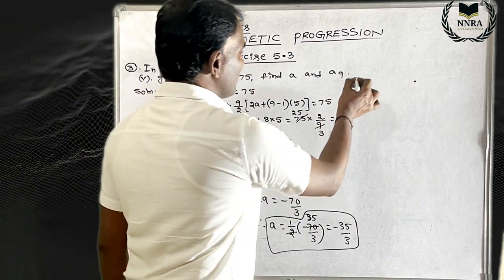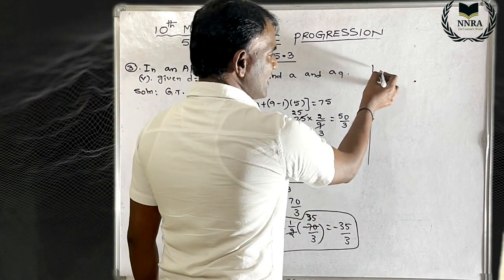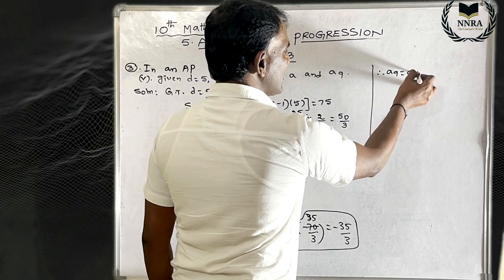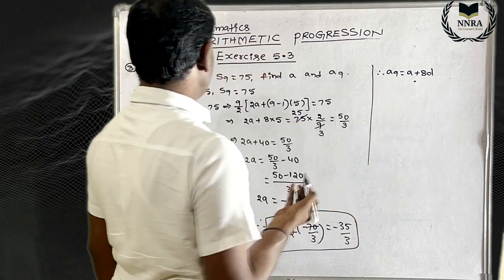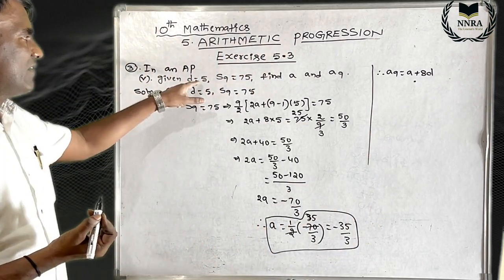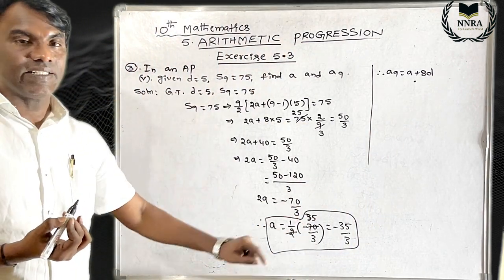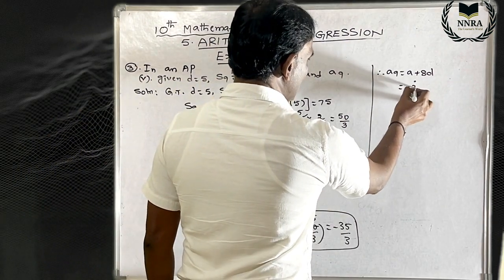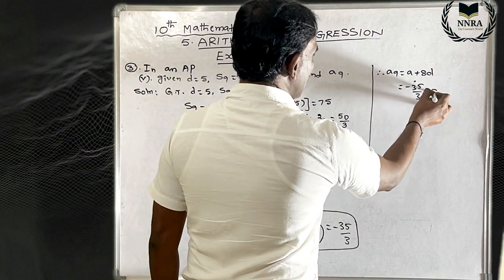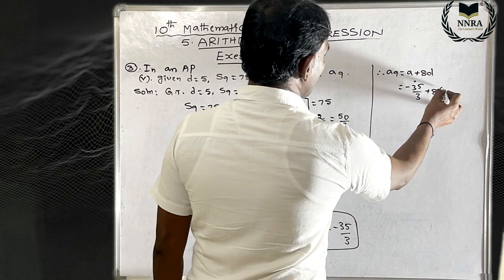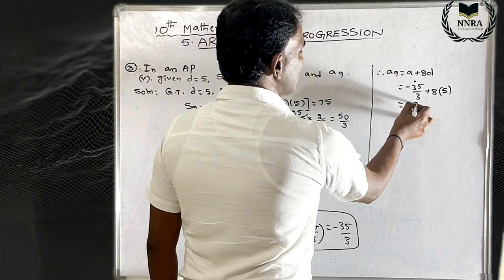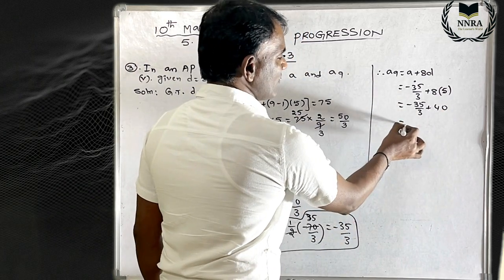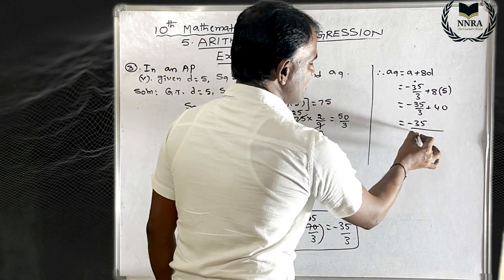So what is the formula of an? So an equal to a plus n minus 1 into d. Here we want a9, that can be written as a plus 8d, right? Anyway, d value is given and here we found that a value. Substitute both the values. So a means minus 35 by 3 and 8 into what is the value of d? D equal to 5. So minus 35 divided by 3 plus 8 5 is 40. Again minus 35 means LCM is 3, na?